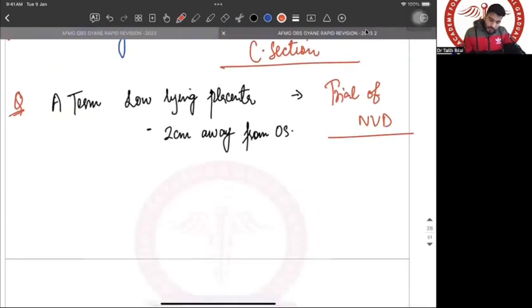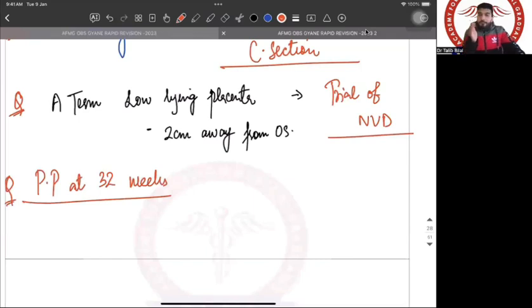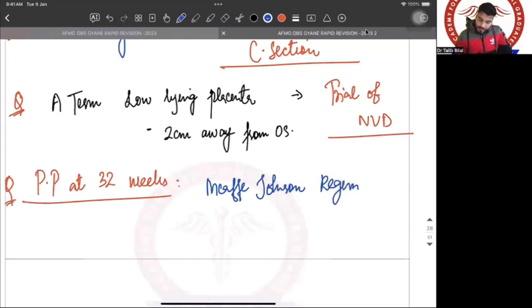Is that okay? If you have a placenta previa at 32 weeks, or I can say, guys, before the term, preterm placenta previa, 36 weeks, 35 weeks, 34 weeks, guys, then you will go with the expectant management called the McFadyen-Johnson regime. What will we do, guys? McFadyen-Johnson regime. What do I mean by this McFadyen-Johnson regime, guys?